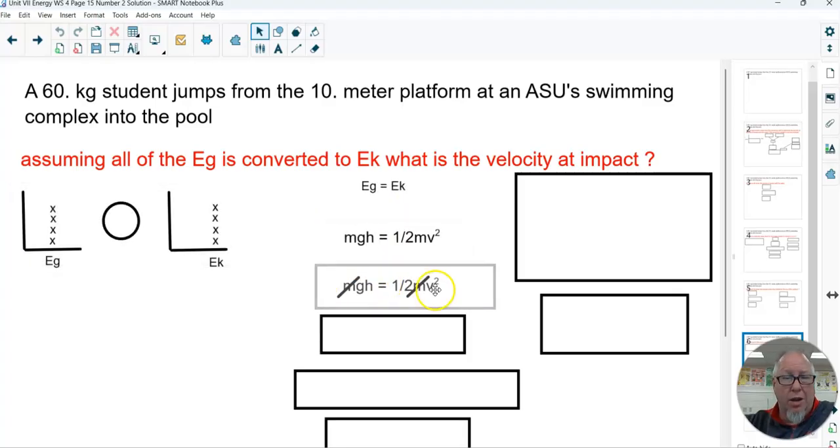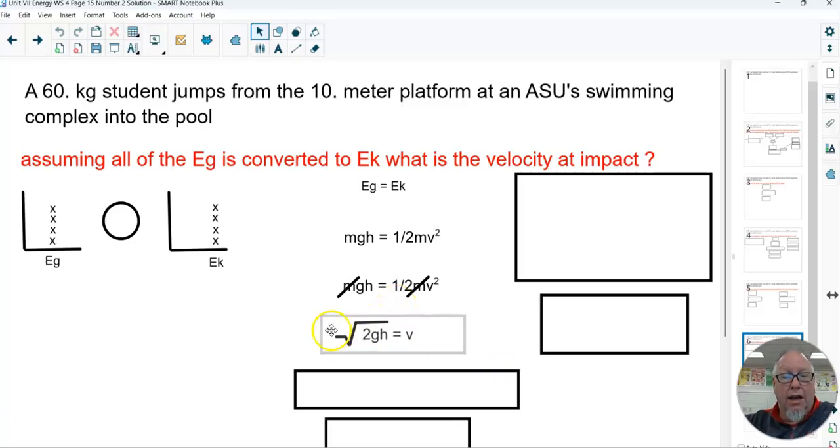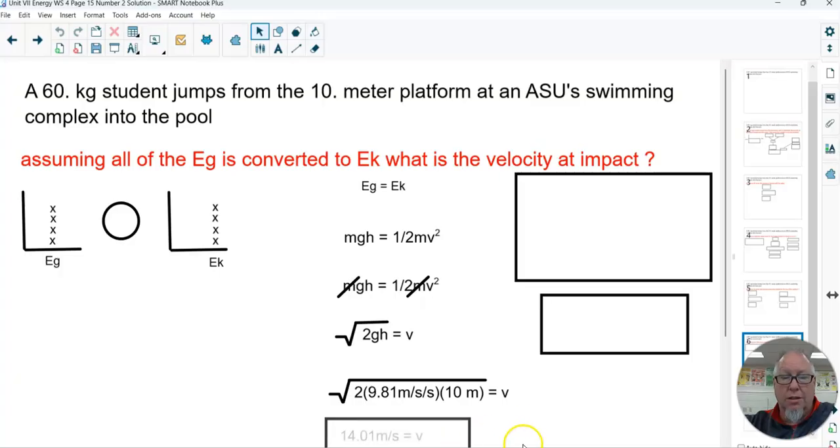Mass cancels out of the equation, and when you do it with energy, you actually see that mass does not change the velocity at the time of impact. If I rearrange this equation, the velocity is the square root of 2gh. Plugging in my numbers, surprise, surprise, I get the same exact answer when I do it with energy equations that I did with kinematics. 14.01. Those are the same answer.